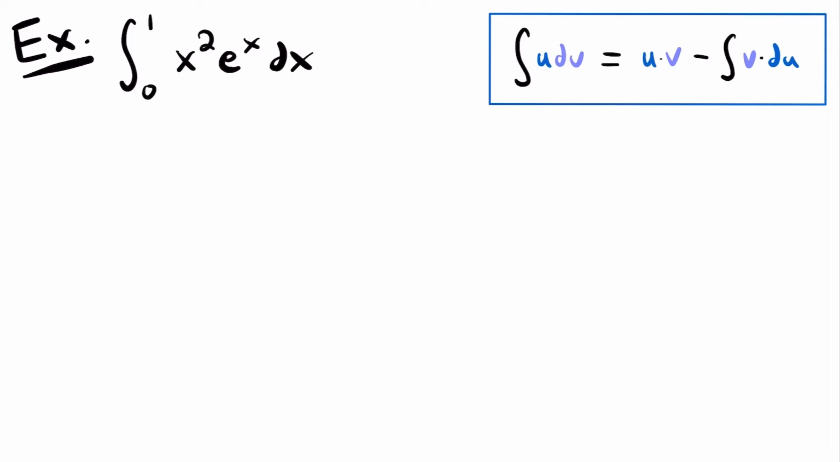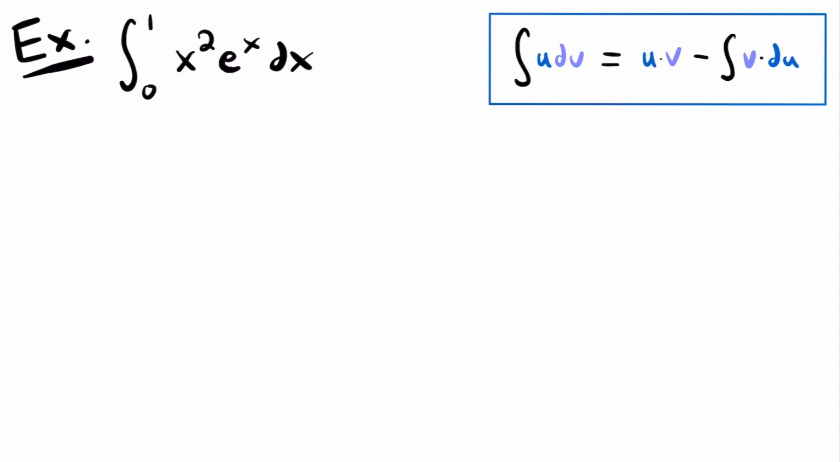We have the integral from 0 to 1 of x squared times e to the power of x dx. So this time we have a definite integral that we need to solve using integration by parts. This adds another level of difficulty, although it's not that much more difficult. We just have to remember that we have bounds of integration this time.